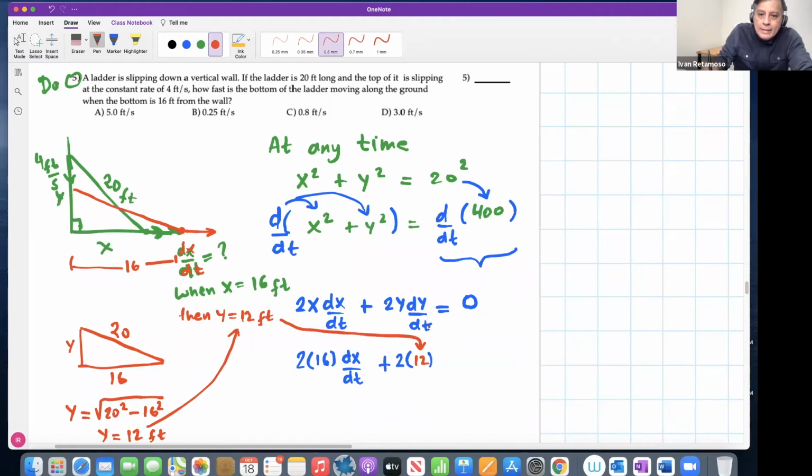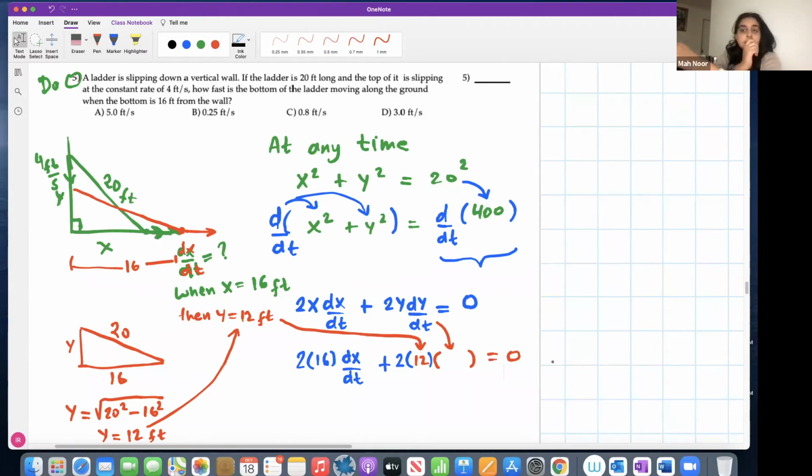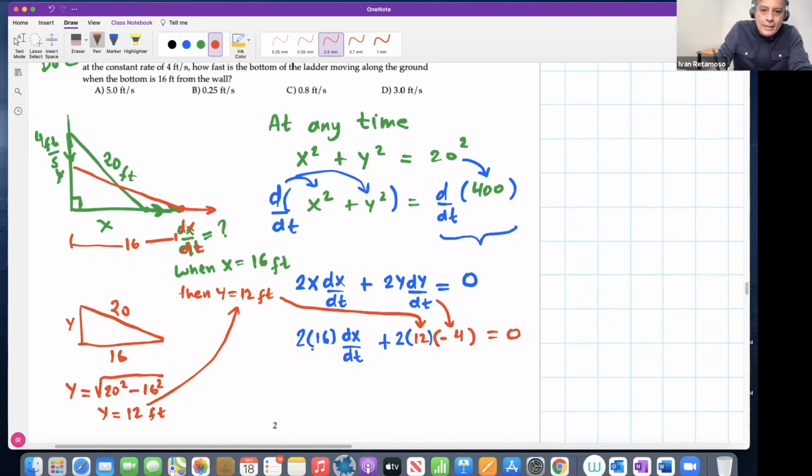Very good. Now, question for you guys. What are we going to write here for the dy/dt? Anybody? -4. Excellent one. -4, because again, notice that the y throughout time is decreasing, to the point that when the ladder is completely on the ground, it is 0. Decreasing. So minus, this requires -4. Be careful there.